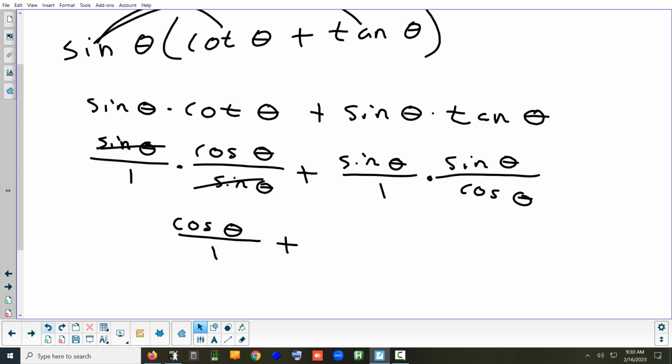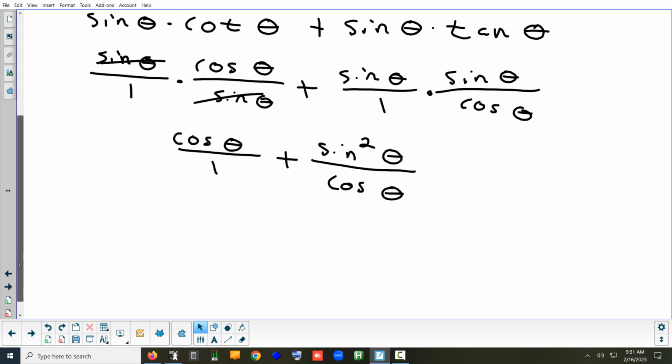cosine over 1 plus, and now multiply straight across. You treat sine times sine just like you would do x times x. And be careful, it's not sine plus sine, it's sine times sine. Sine squared theta, and the bottom is just 1 times cosine. Okay, so now we've distributed. We changed everything to sines and cosines.